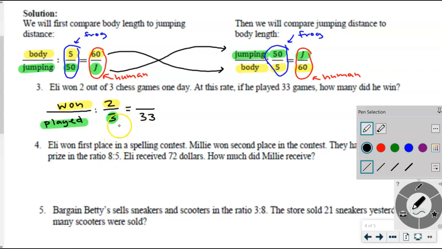And again, folks, I know it's killing you. You know what goes up here because of our previous unit. You know how to work these equivalent ratios. Again, that's not the point. So how many games did he win? Do we know? No, we don't know. So we're using a variable. I like W to represent games won.